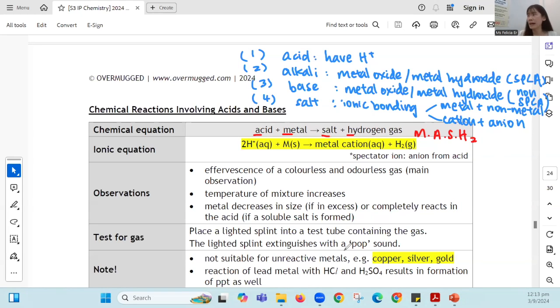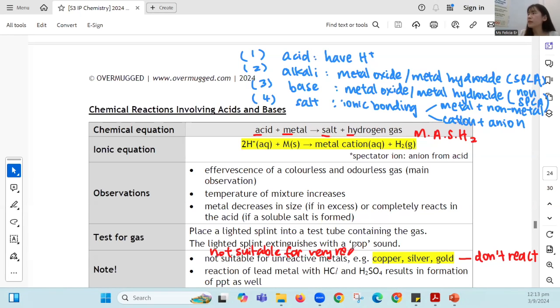Then take note that usually when you have this reaction of acid plus metal, we usually don't choose the super unreactive ones. Why? Because the unreactive ones don't react, right? But besides the super unreactive ones, there are also other metals that we don't choose. Do you all know which other metals we shouldn't choose? Correct, the overly reactive ones. So also don't choose the group 1 metals because group 1 metals are too reactive.